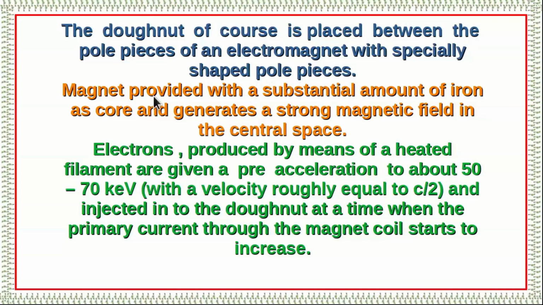This is to give a particular type of magnetic field. The magnet is provided with a substantial amount of iron as core and generates a strong magnetic field in the central space. The electrons produced by means of a heated filament are given a pre-acceleration to about 50 to 70 keV, with a velocity of the order of half the velocity of light, and they are injected into the doughnut at a time when the primary current through the magnet coil starts to increase.